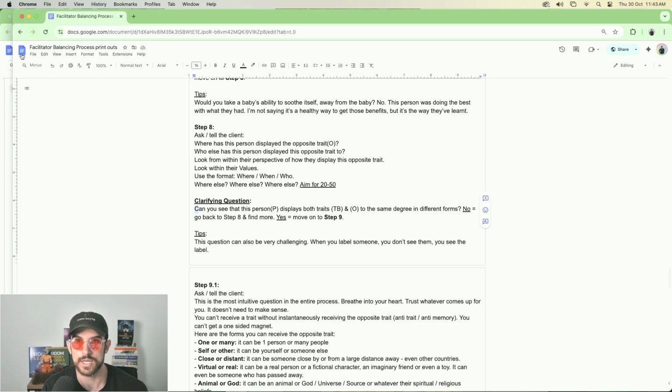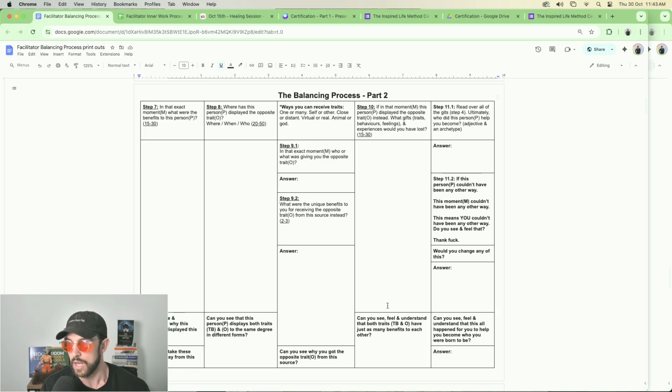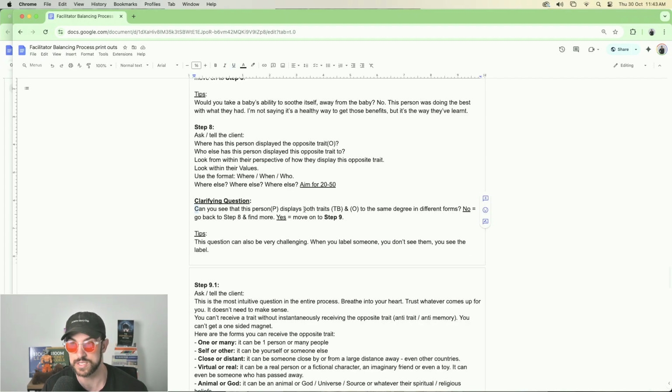The clarifying question, once you've done that, is: can you see that this person displays both traits, the so-called bad trait and the opposite trait, to the same degree in different forms? If they say no, go back and find more moments. Keep looking until they can say, okay, I can say yes, I see that this person does both traits to the same degree in different forms. Again, this can be another challenging one.